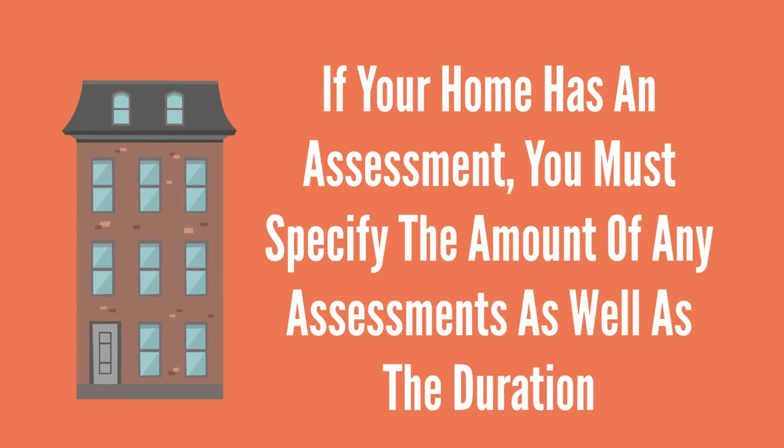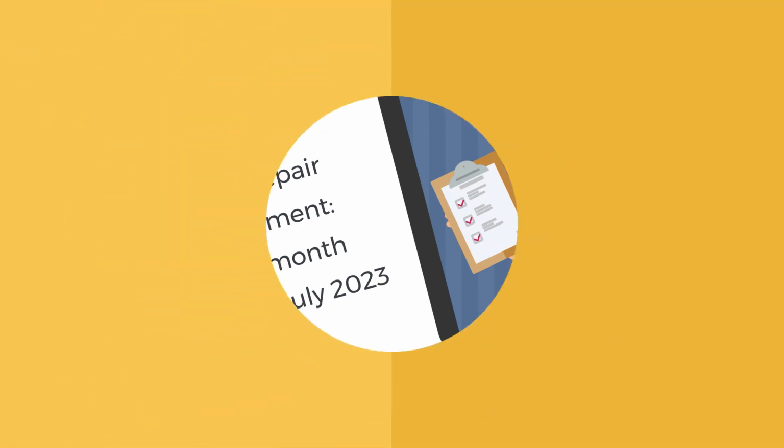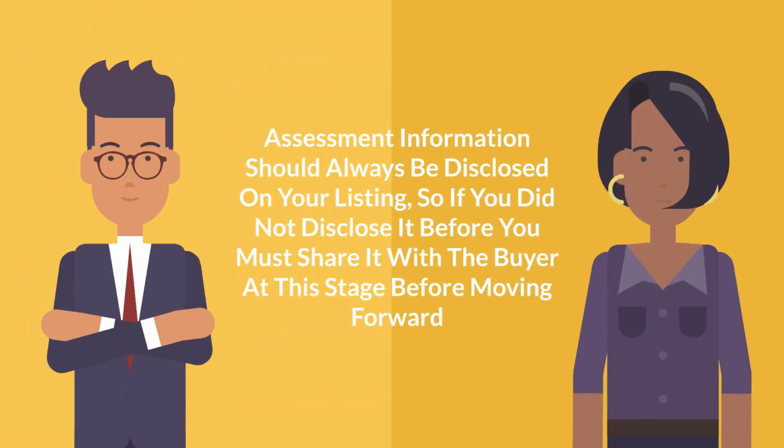If your home has an assessment, you must specify the amount of any assessments as well as the duration. Here's an example. Roof repair assessment, $350 a month through July 2023. Assessment information should always be disclosed on your listing, so if you did not disclose it before, you must share it with the buyer at this stage before moving forward.